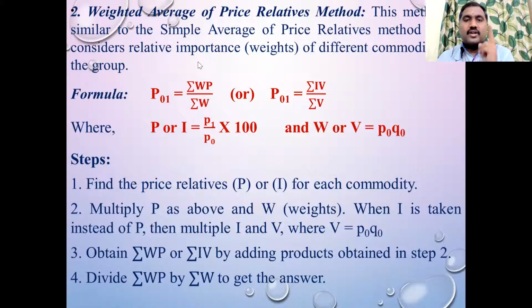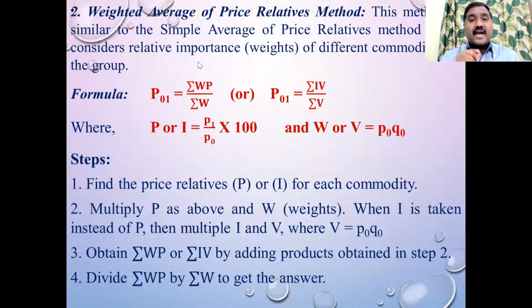Please make a note of it. There are two methods to construct the index number. Number one is the simple index method or unweighted index method. Second one is the weighted index method. Under simple index, there are two more methods: the simple aggregate method and the simple average of price relative method. In the simple aggregate method, we sum up all the prices for both base year and current year, substitute in the formula and get the answer.